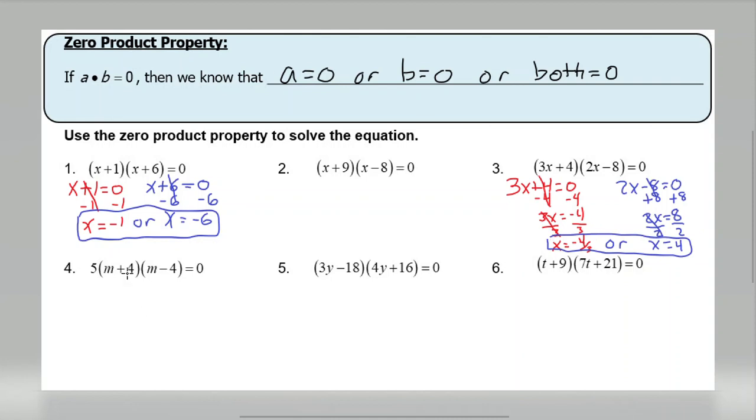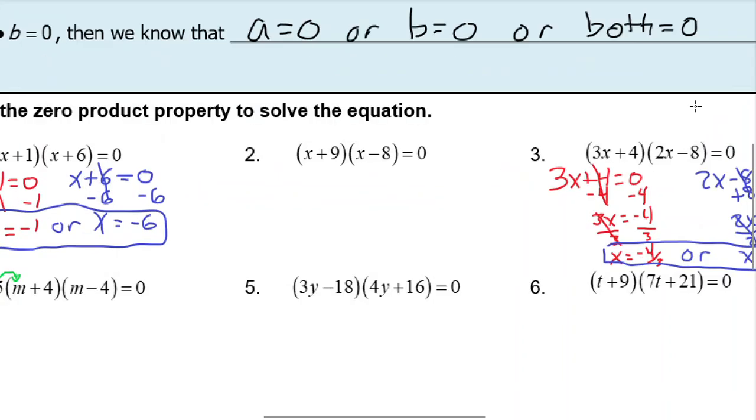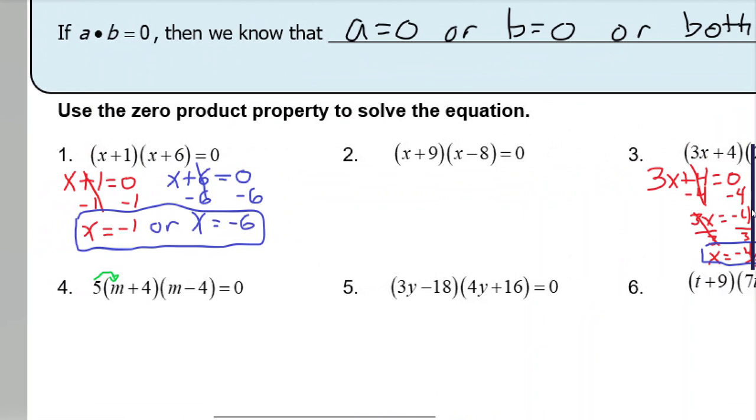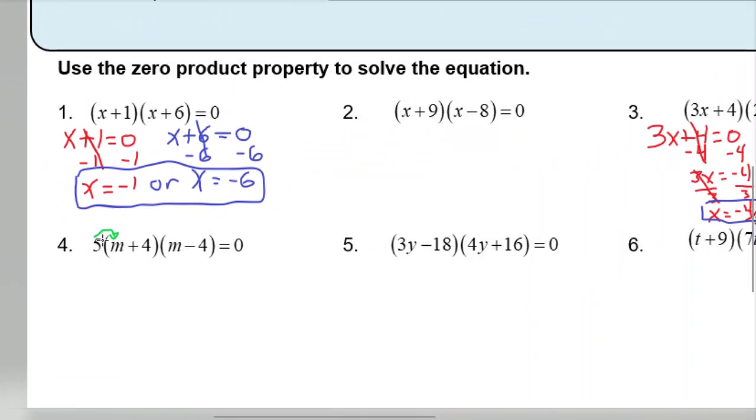All right, let's try one more that you might see. Number 4 here. I see there's a 5 on the outside. And then I have the two binomials. How would I solve that? Well, I know I can get rid of that 5 when the number's on the outside of parentheses. I can get rid of it by doing the distributive property, right? So I can times that by the things on the inside of the parentheses next to it. 5 times m would give me 5m, and then 5 times 4 would give me 20.